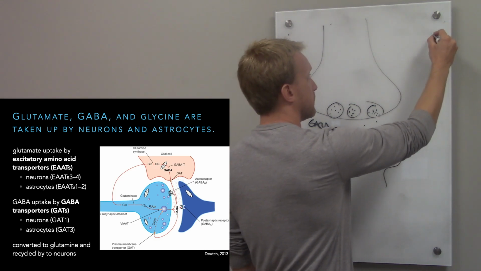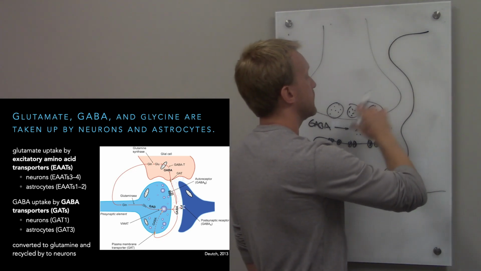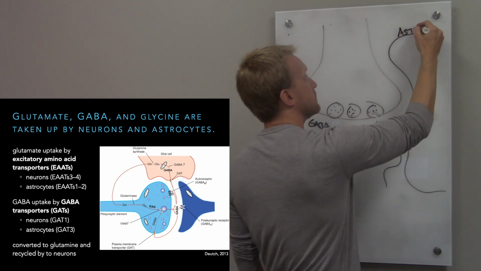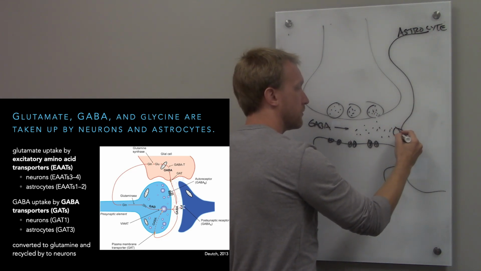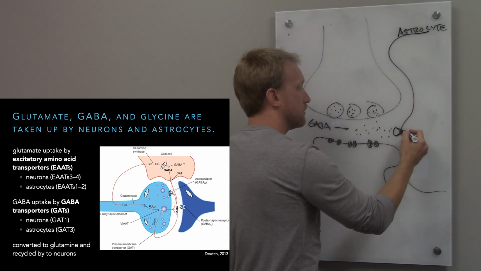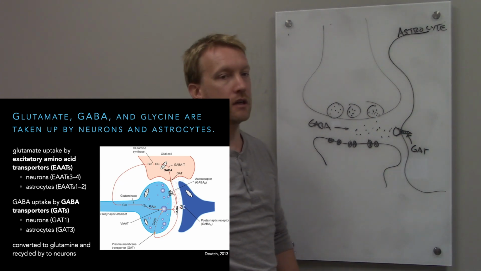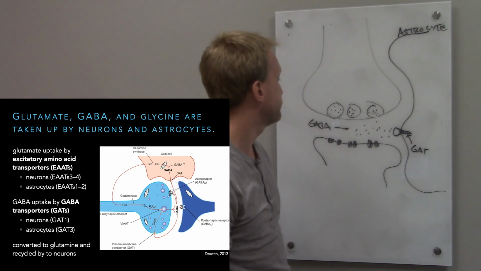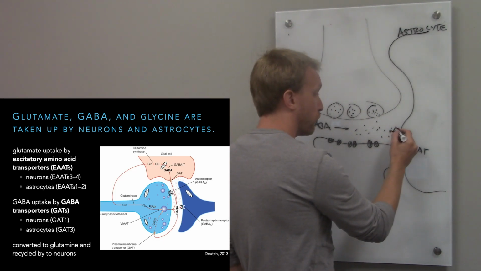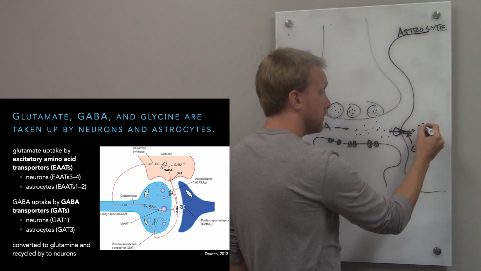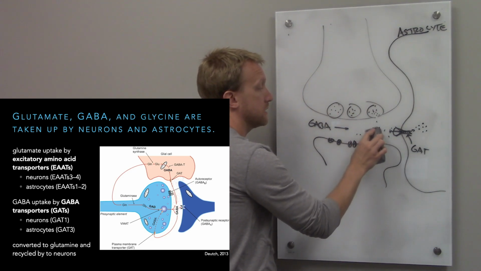GABA transporters are going to come to the rescue here. And one of the major players in GABA cleanup would be astrocytes. So they have GABA transporters, maybe GAT3 or something like that. Doesn't matter. They got GABA transporters. So what that's going to do is clean the GABA up by bringing it into the astrocyte, removing it then from the synapse.